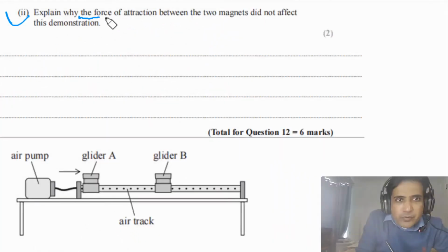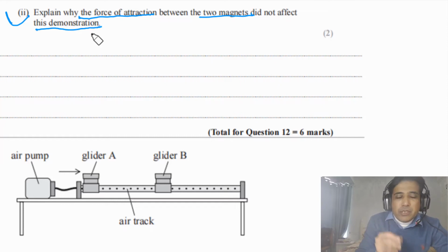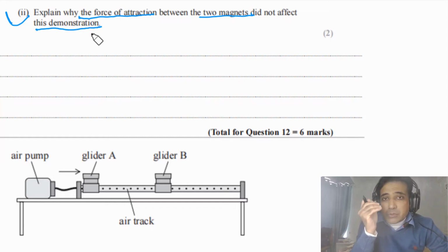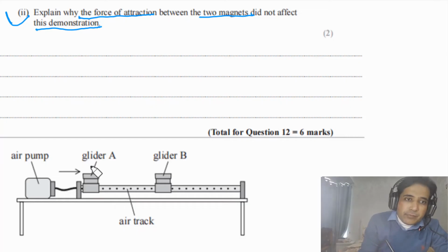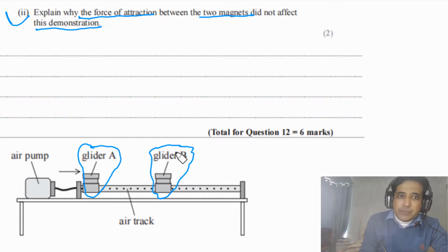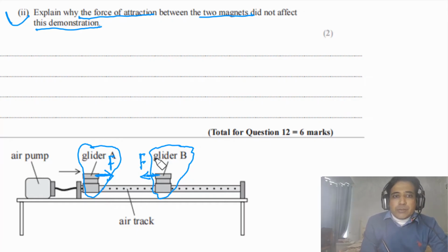The second part says: explain why the force of attraction between the two magnets did not affect this demonstration. This question is just based on defining the system. In this case, our system consists of glider A and glider B. Now, if we draw the forces on these two gliders, the force on glider A will be to the right because this is an attractive force, and the force on glider B will be to the left. And these two forces have the same magnitude.